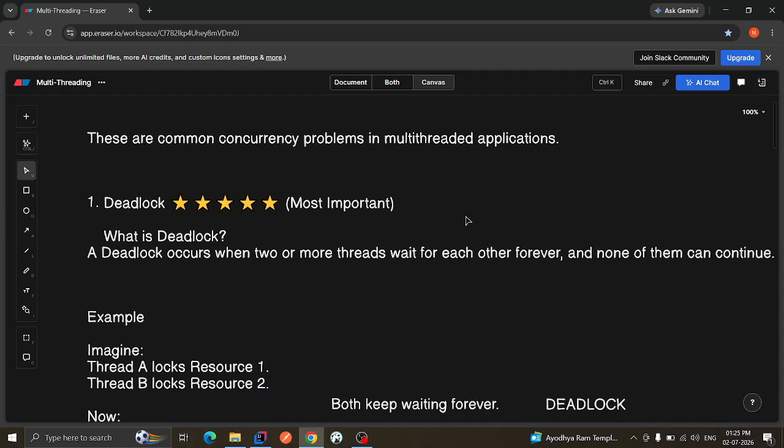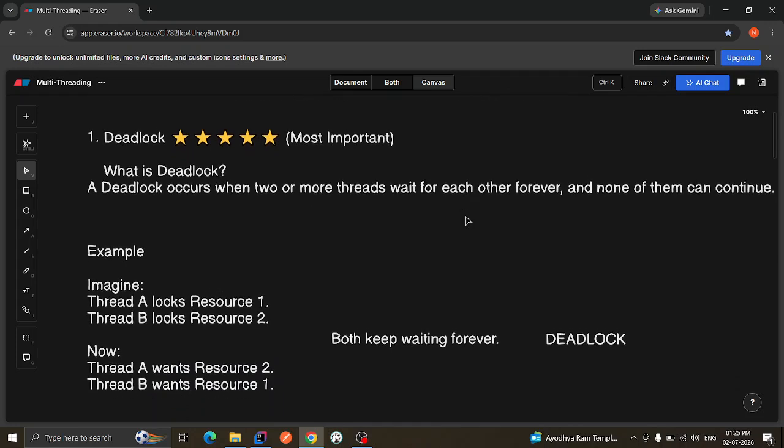So what is deadlock? A deadlock is something which occurs when two or more threads wait for each other forever and none of them continue. So that is what we call a deadlock. That means two threads are waiting for each other forever, because let's see this example.